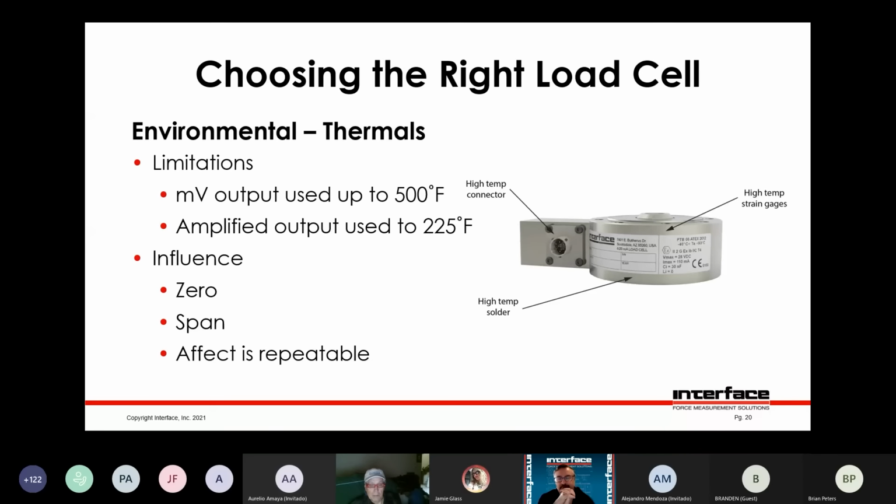Environment, temperature considerations are very important. Within a certain degree, we can compensate for temperature or manufacture load cells that have special high temperature characteristics. For example, you can see here the limits are about 500 degrees for millivolt per volt outputs. Amplifiers, the electronics, typically don't like as high a temperature, so 225. Temperature can damage or fail the load cell. It can also cause errors.